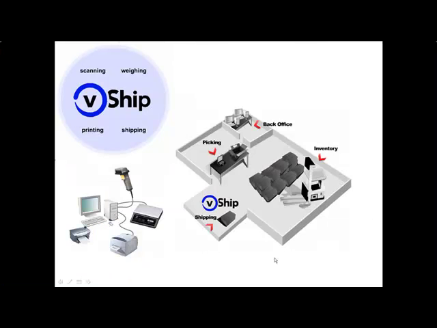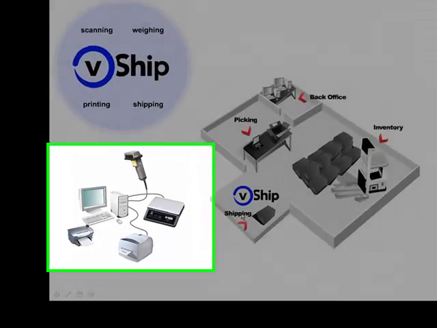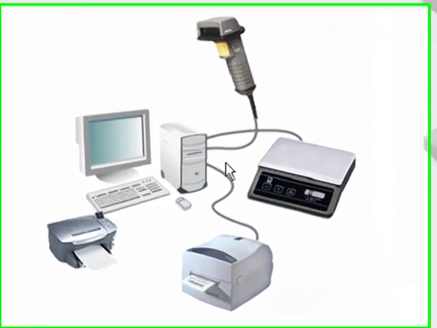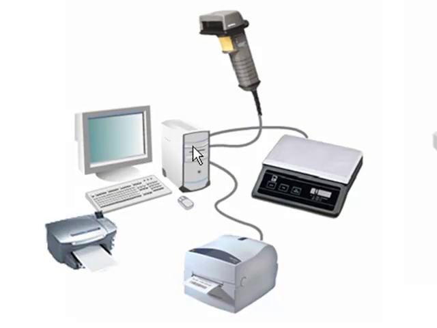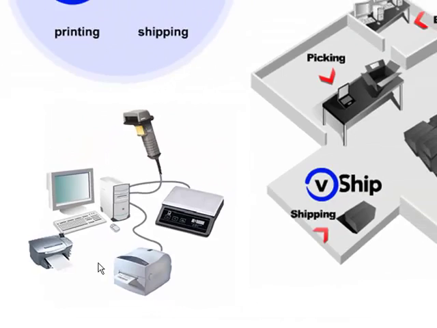Now let's take a look at the vShip application. Typically, if you look at a warehouse, you'll have the back office, the picking, the inventory, as well as the dock for outbound shipments. Near the dock, typically you're going to have the vShip application set up on a workstation with a scanner, integrated scale, as well as the printers used for the various reports and labels that will be produced.